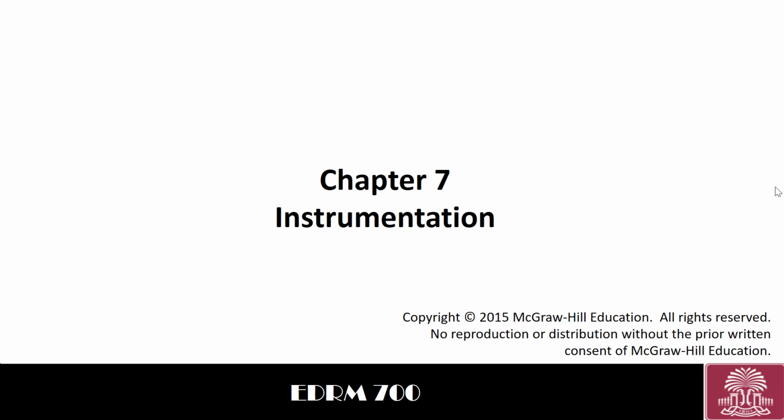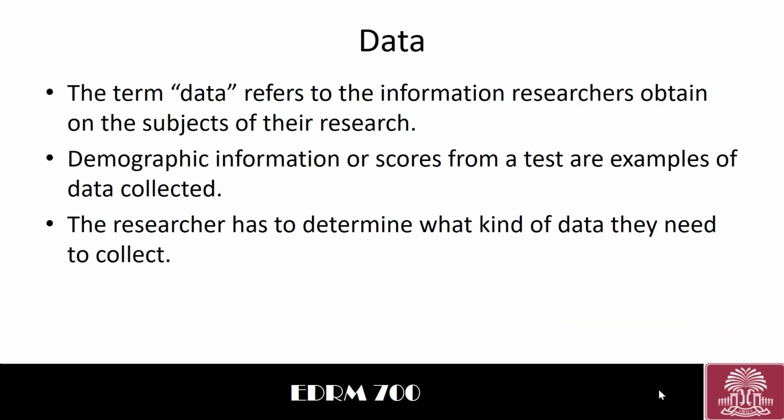After we select the participants, we need to decide how to collect the data from those participants. Today, we will be talking about instrumentation in research. Data refers to the information researchers obtain on the participants of their research. Demographic information or scores from a test are examples of data. We call the test questionnaires, rating scales, or other devices instruments.